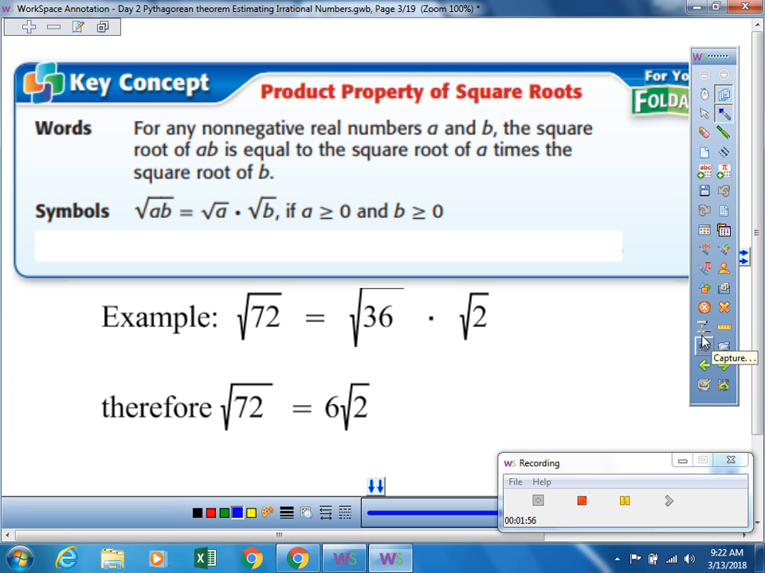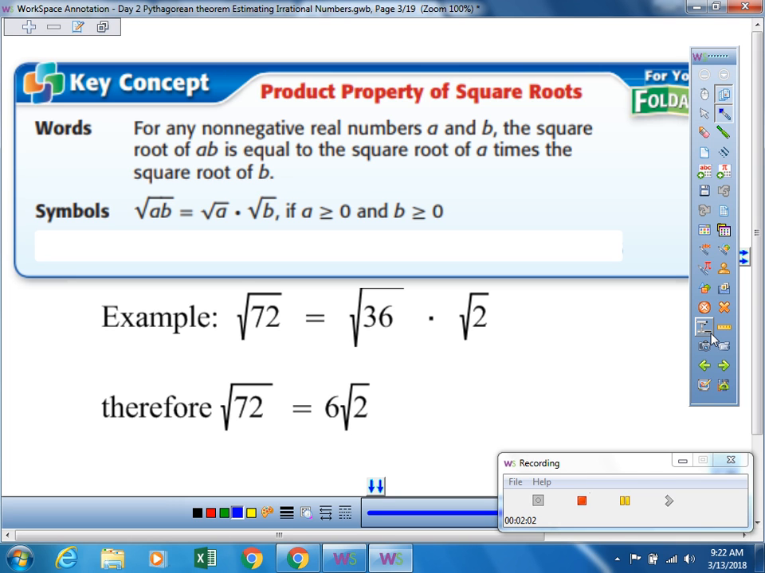So we're going to look at the product property of square roots. If AB was one number, we can split it up into A times B. So if it's underneath one radical, we can split it up. So let's look at a concrete example. Square root of 72. I can figure out what times what is 72. And I see 36 times 2, so I'm going to break it up.